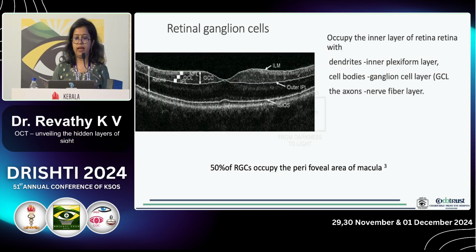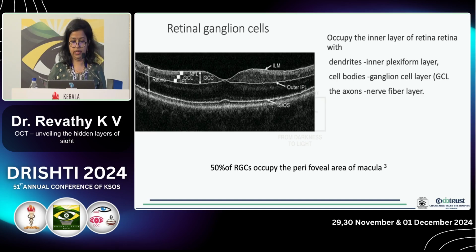Coming to the retinal ganglion cells, they occupy the inner layer of the retina, with the dendrites forming the inner plexiform layer, cell bodies forming the ganglion cell layer, and the axons forming the nerve fiber layer. Together, this constitutes the ganglion cell complex. About 50% of the retinal ganglion cells occupy the perifoveal area of the macula. So with this modality, if there is a decrease in the thickness of the perifoveal area, we can get a clue towards glaucoma.